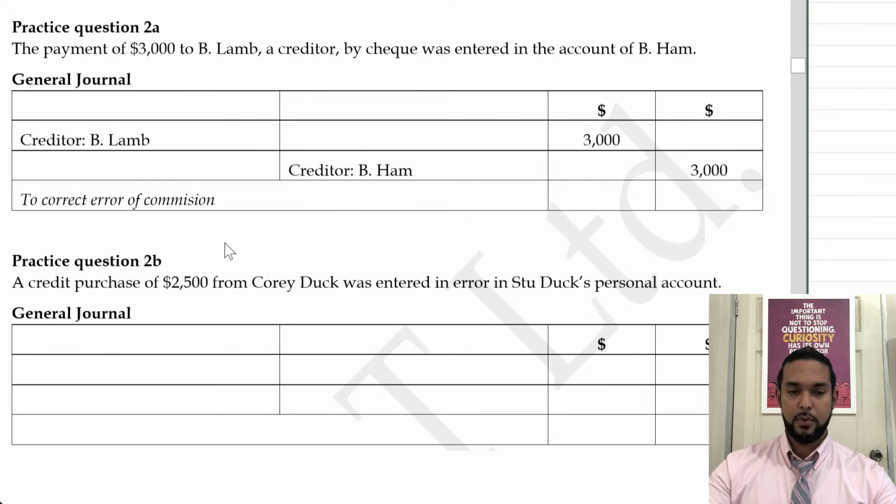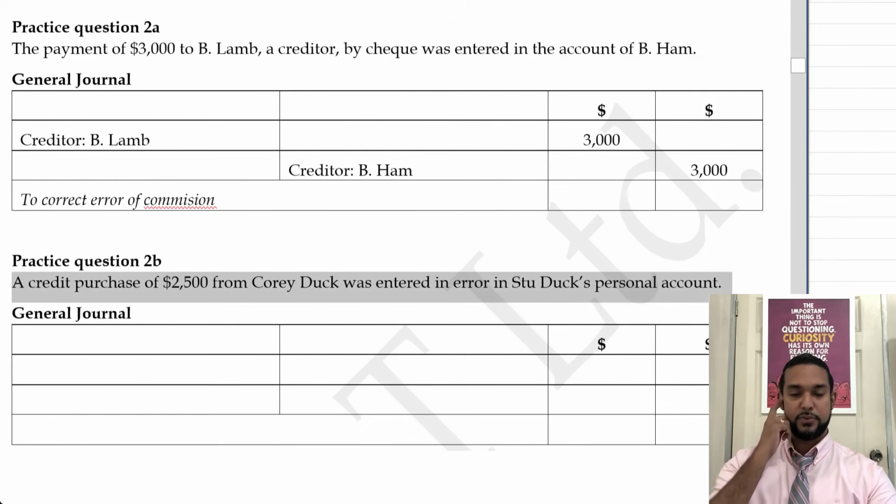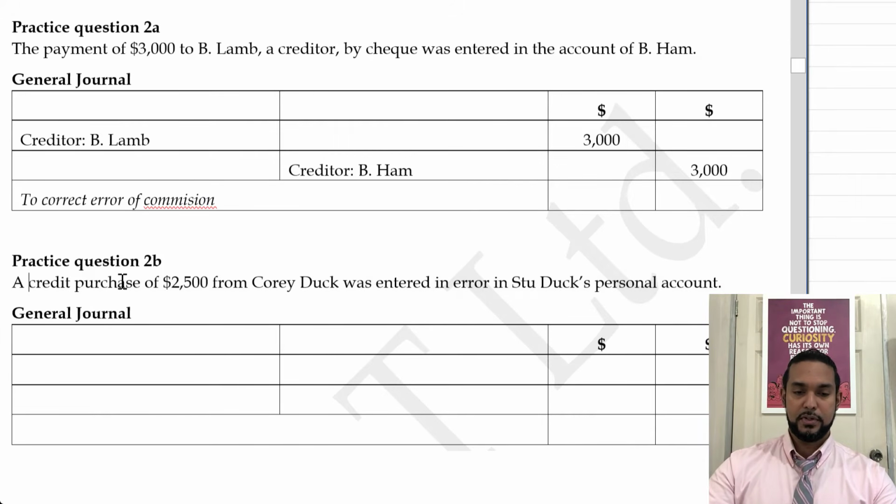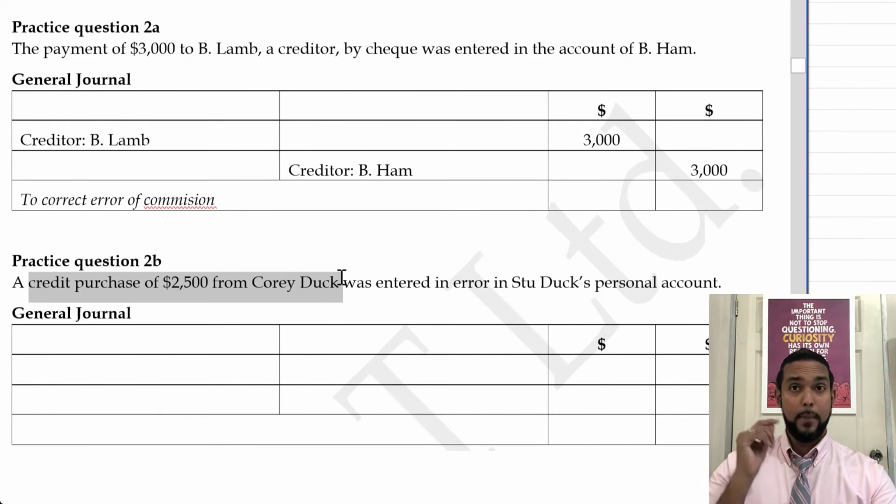All right, so here now we have question 2B. A credit purchase of 2,500 from Corey Duck was entered in Stu Duck's personal account. So if we purchased goods from a creditor, we now owe them more money, because when you buy goods on credit, you didn't pay for them. You promised to pay for them in the future, hence you owe money for them. So your liability is increasing.